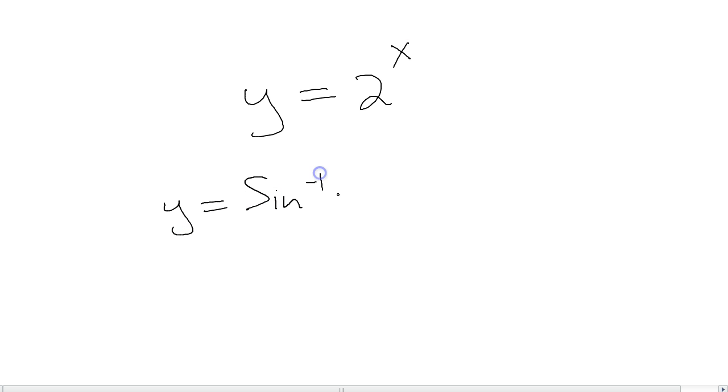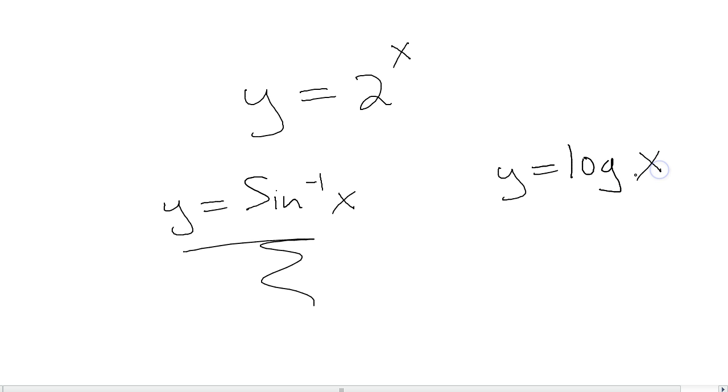I showed you the log graph, but make sure you're also familiar with exponential graphs. For example, something like y equals 2 to the x. What does that look like? What does the arcsine graph look like? And the other trig functions. And then I showed you what a basic log graph looks like. But you're going to have a matching section on these types of graphs. So make sure you're just familiar with those. Other than that, you should be well prepared, and good luck.